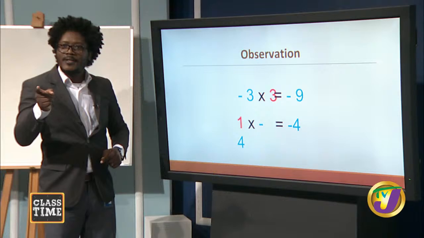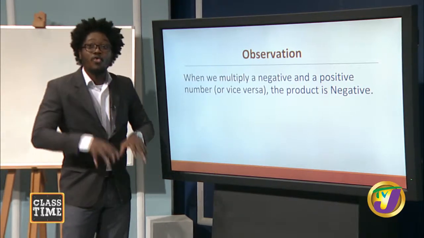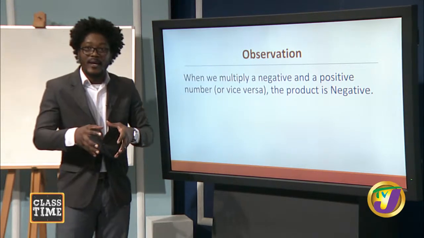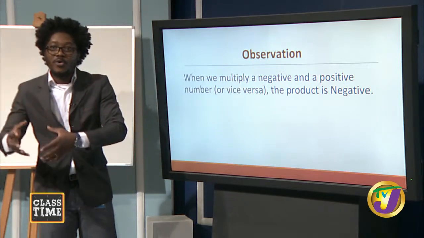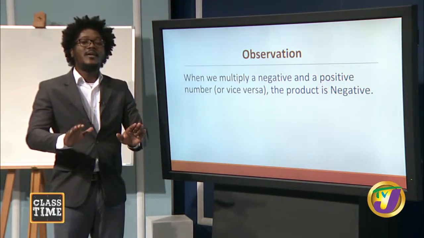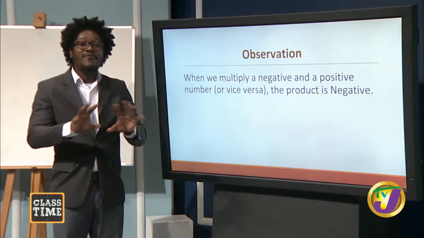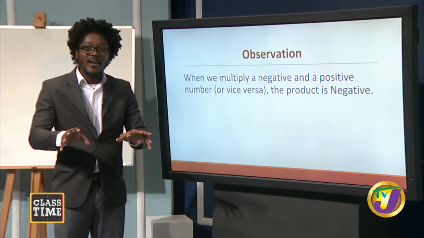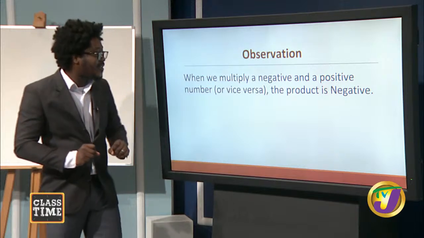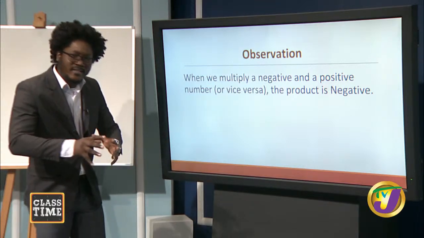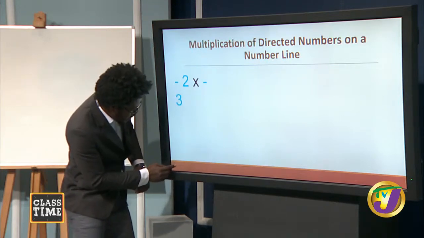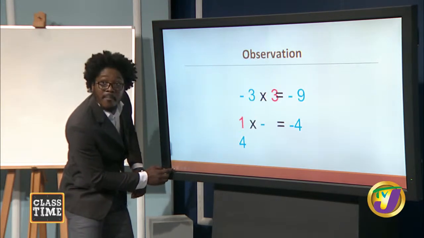You got it? Great. We realize that once we multiply a negative number by a positive number, the result will be negative every single day and twice on Sundays. Excellent. So let's go back over that result. I'm just going to do it one more time so that we can get it. All right? So let's go back.